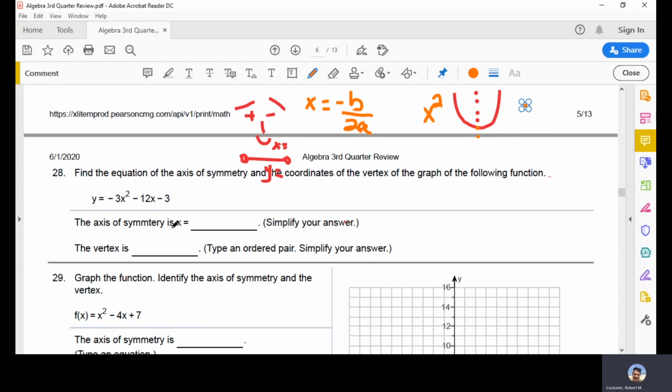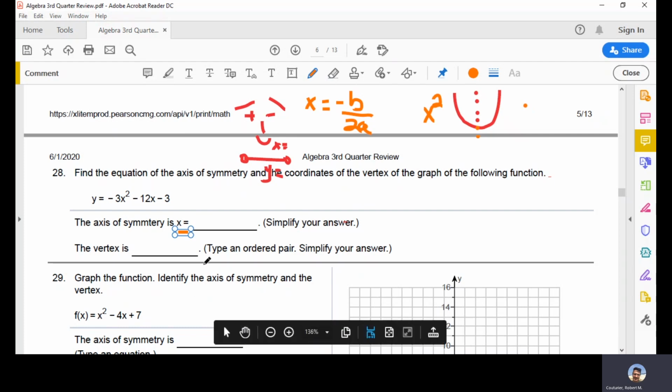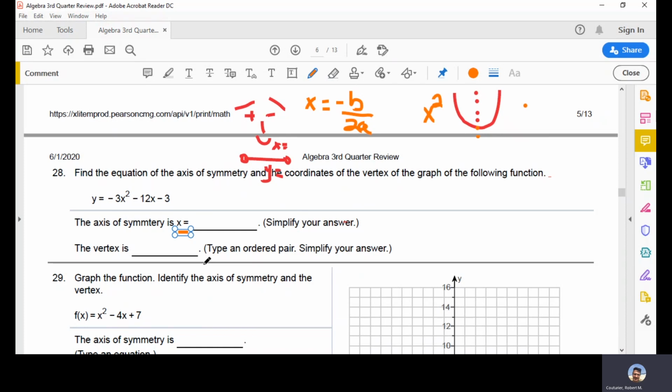Please, please, please, guys, remember, the axis of symmetry is not a number. Okay, we're going to solve this, and we're going to get a number, but it isn't just the number. The axis of symmetry is a vertical line. So a vertical line is represented by x equals. They gave that to us. Sometimes they don't, and you might have to actually type in the x equals. Okay, so please, please be careful.